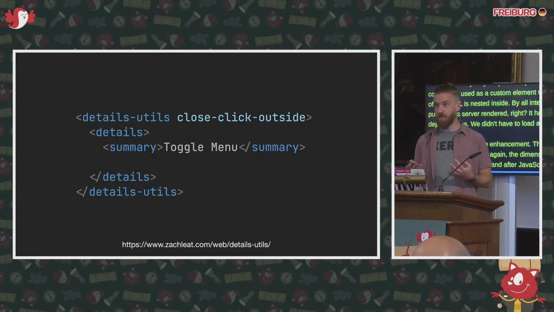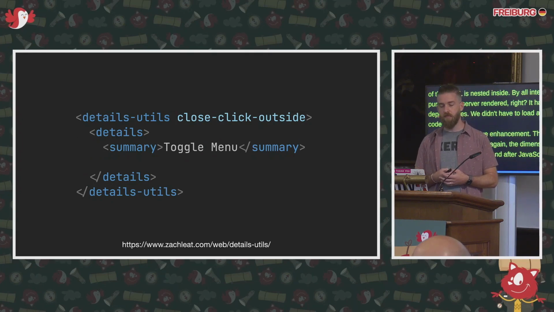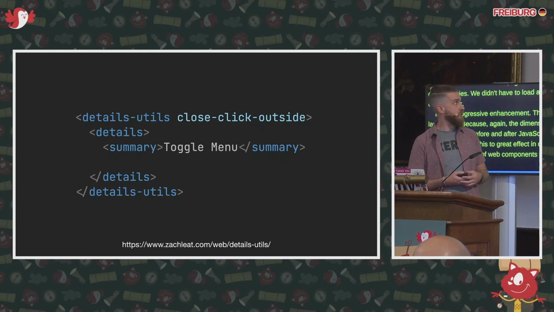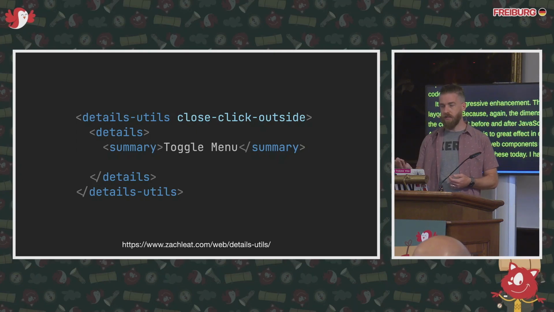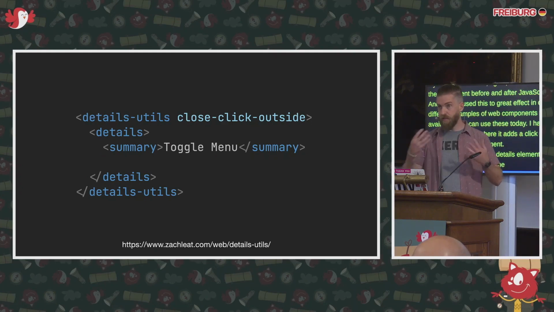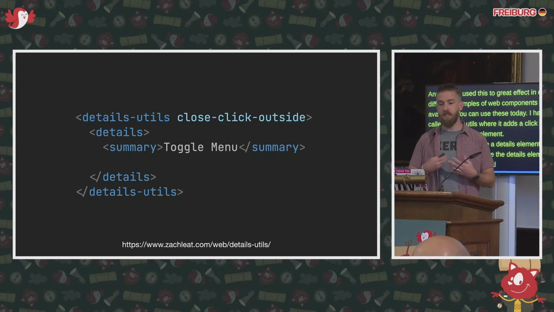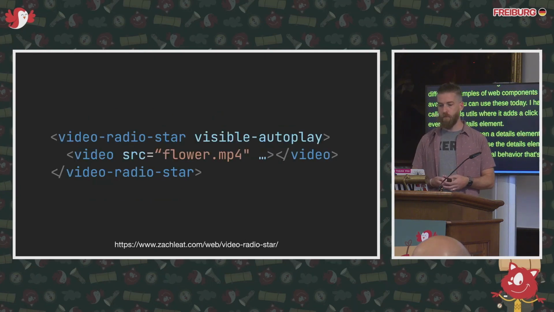And so I've used this to great effect in quite a few different examples of web components that are available. You can use these today. I have one called Details Utils, where it adds a click-to-close event for a details element. So when you open a details element and you click outside of it, it will close the details element. So it's just an additional behavior that's layered on top of an existing HTML element.